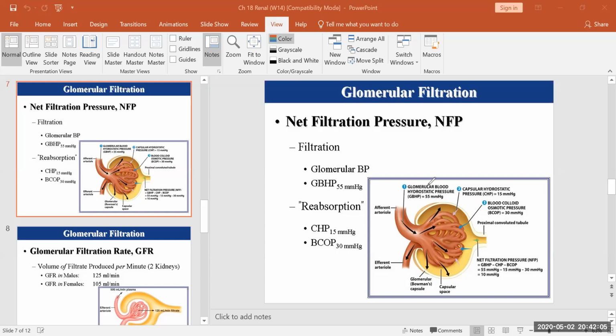Okay. So the main pressure is called the glomerular blood hydrostatic pressure, GBHP here. This is due to your blood pressure inside your glomerulus at around 55 millimeters of mercury. Okay, so that's the force, the pressure that induces blood plasma to leave the glomerulus and go into the Bowman's capsular space, the space in the Bowman's capsule.